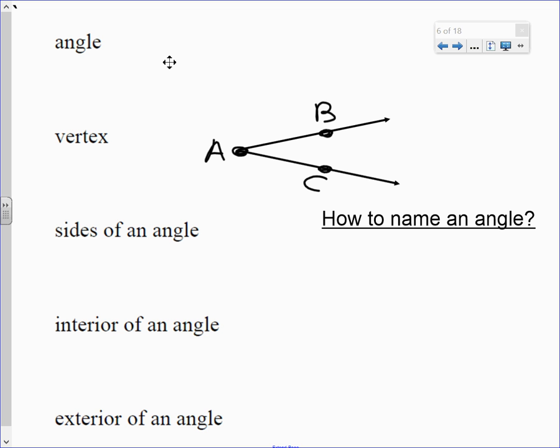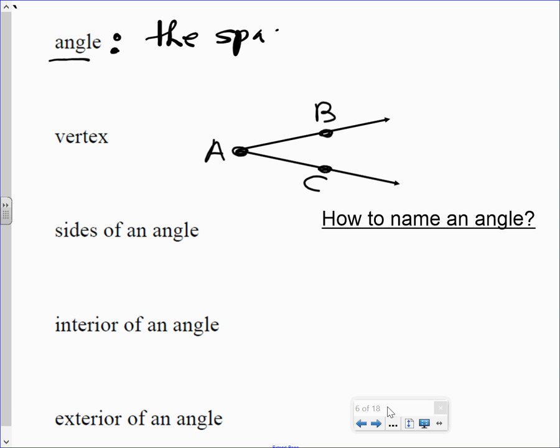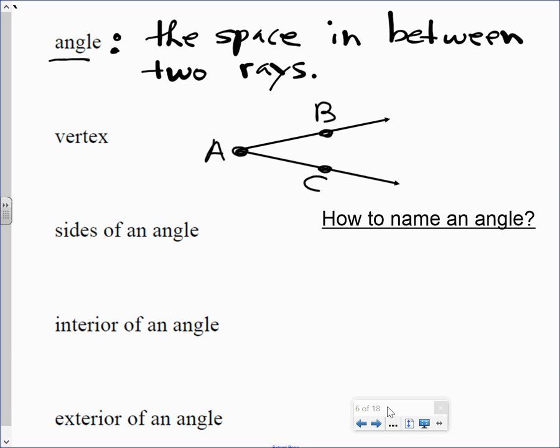All right, here we go. An angle, let's do this. I'm going to underline the word angle, let's define it. Here we go. I'm going to write the space in between two rays. The space in between two rays.